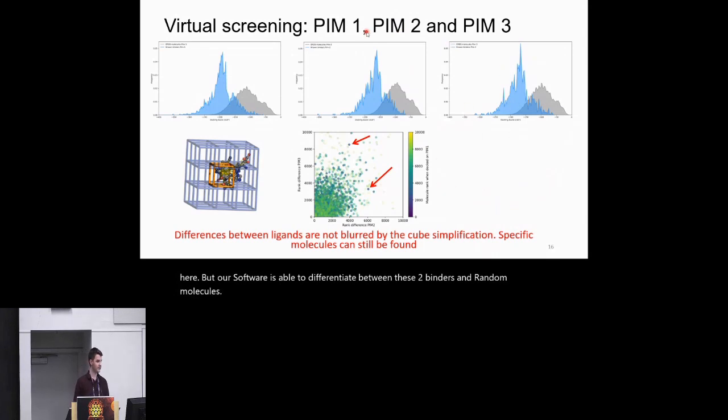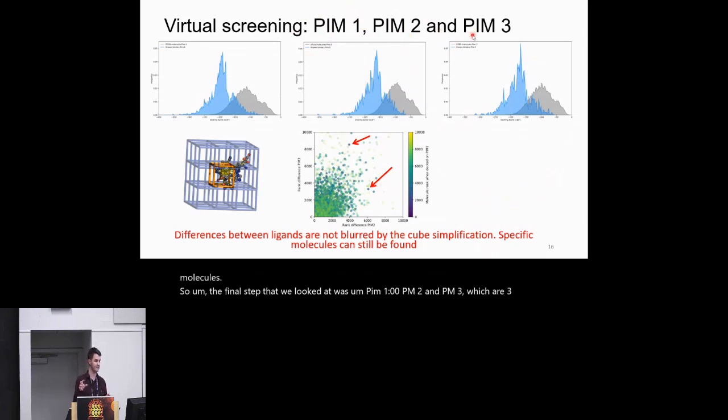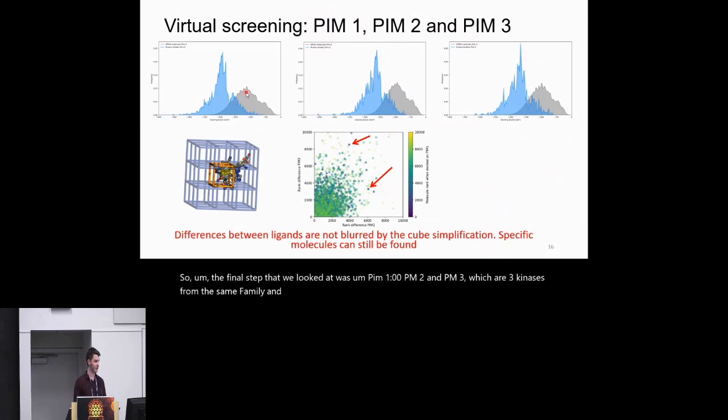So the final step that we looked at was PIM1, PIM2, and PIM3, which are 3 kinases from the same family. And we did the same thing as before with known binders as well as molecules from N-amine. What we can see is a clear shift between the two, which reveals that our software is still differentiating between known binders and these random molecules. The other important thing to note is that our structure for PIM3 comes from AlphaFold. And even with this AlphaFold structure, we still have this difference.